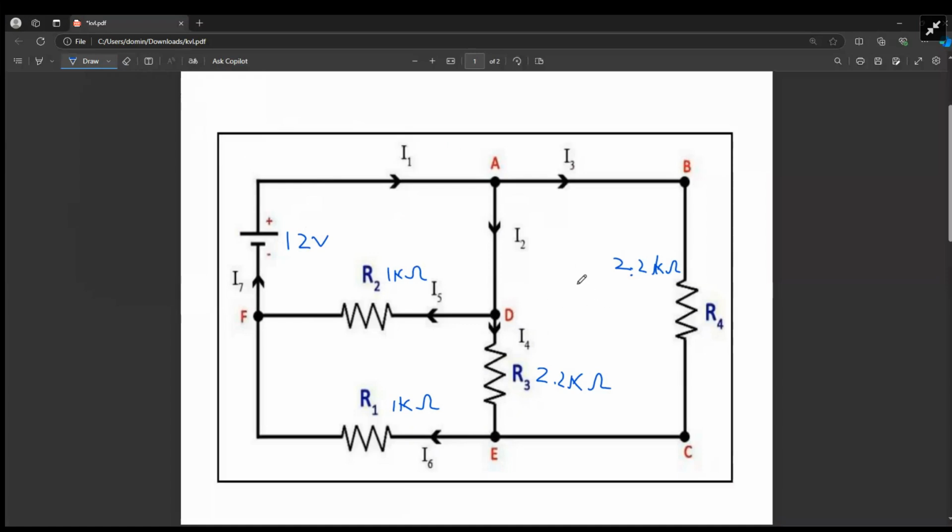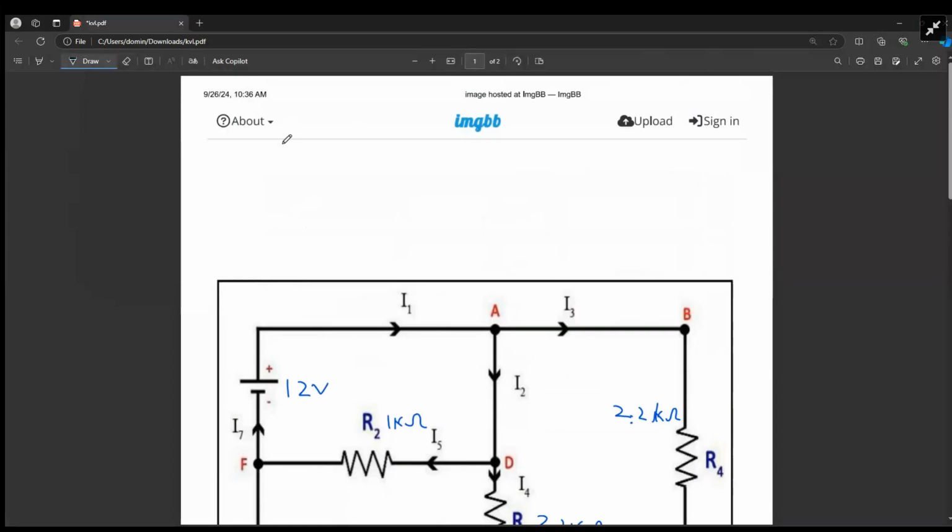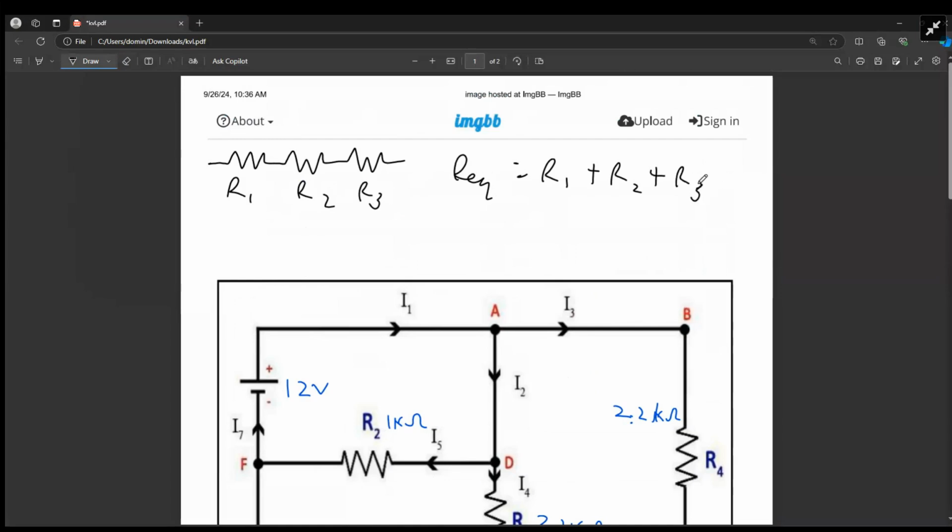Okay, so the first question is asking how to find the equivalent resistance. In order to do that, you're going to have to use two rules. One is if resistors are in series, let's say this is R1, R2, and R3. The equivalent resistance will just be equal to the sum of the resistances. You just add them up: R1 plus R2 plus R3, etc.